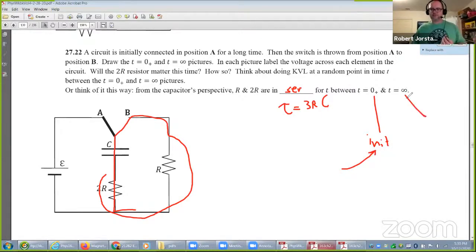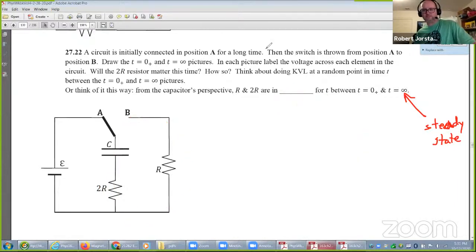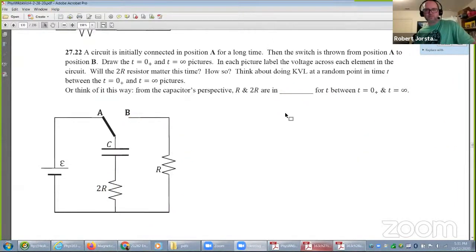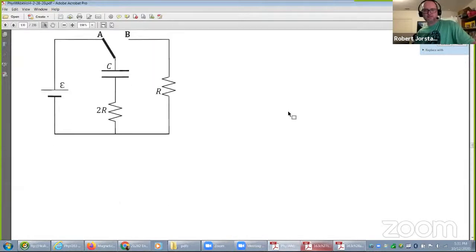The infinity pictures are called steady state. So if you haven't heard that term before, this is sometimes called steady state. It's after things have stabilized. There's no more changes. Things are steady, right? Steady state. So if you haven't heard me say steady state before, sometimes you'll hear people say, what are the steady state solutions to this circuit? Okay. I'll let you pick this one up next time.